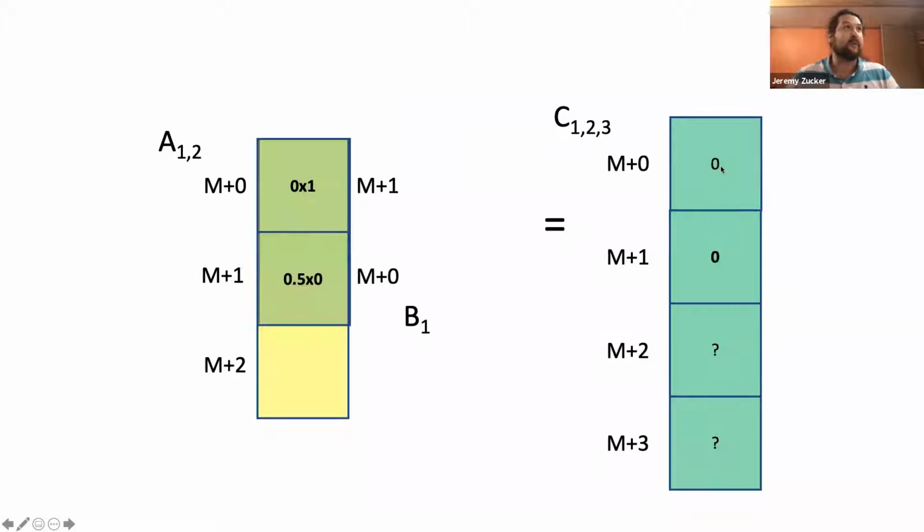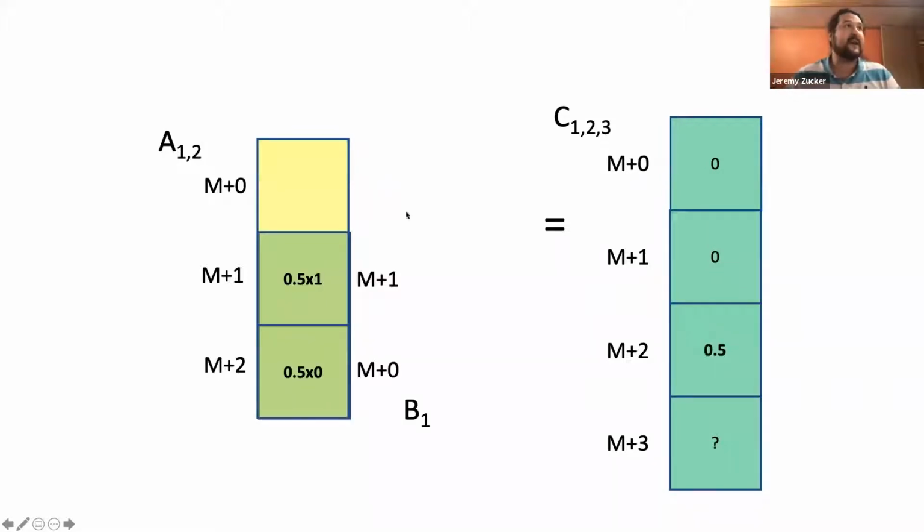Then we slide it down one more time, and we have now M plus 0, M plus 1 is multiplied. So M plus 0 of A12 is multiplying by M plus 1 of B1, and that number is still 0. And we add that to the number that we calculate here by multiplying the M plus 1 value with the M plus 0 value of B1. And again, that's still 0.